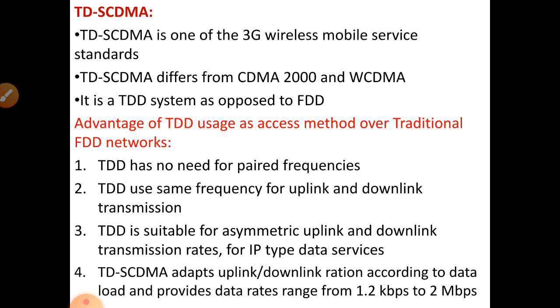Similarly, TD-SCDMA will adapt the uplink as well as downlink ratio according to the data load as well as the data rate. TD-SCDMA will provide a data rate ranging from 1.2 kilobits per second to 2 megabits per second. This is the data rate which can be provided by TD-SCDMA.